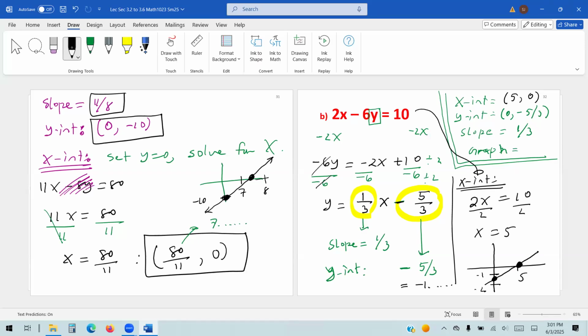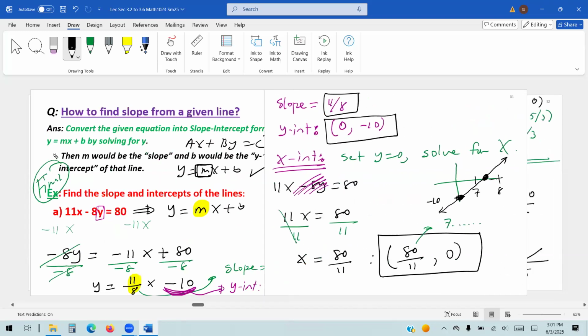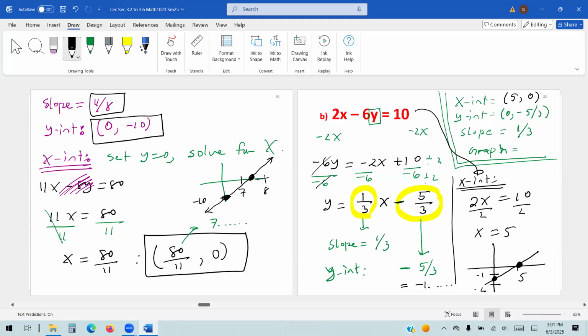See, it's a line going up, so the slope is positive. Look at our slope. It has a positive sign. And in here, same thing. We have an increasing line. So the slope we found, what was the slope? 1/3, positive.